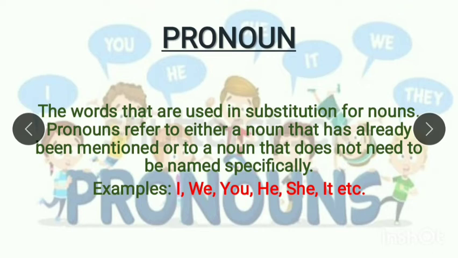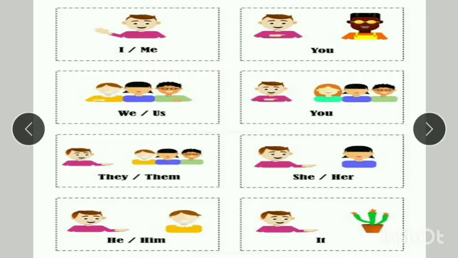For example, we can say, this is John. John is a good boy. John owns a car. Instead of using John repeatedly, we can use the pronoun he. That is, this is John. He is a good boy. He owns a car. In the second and third sentences, instead of using John repeatedly, we use he. This is the purpose of pronouns. Some of the pronouns are I, me, you, we, us, and so on. I hope you have understood.